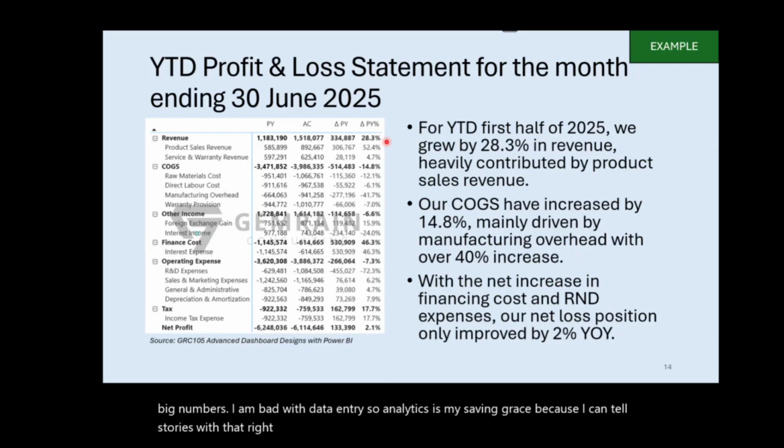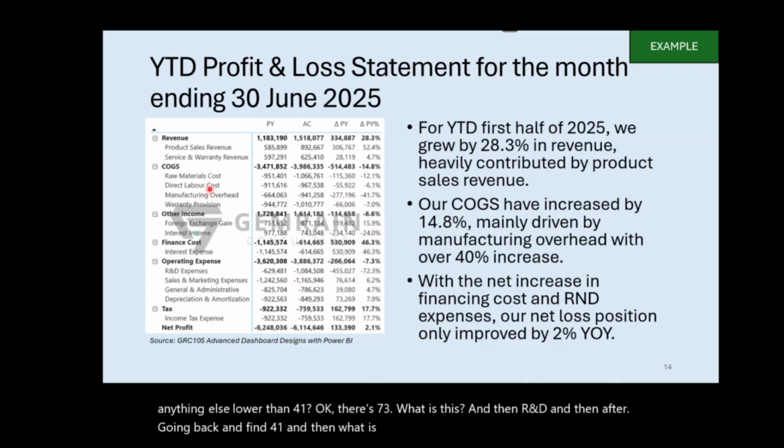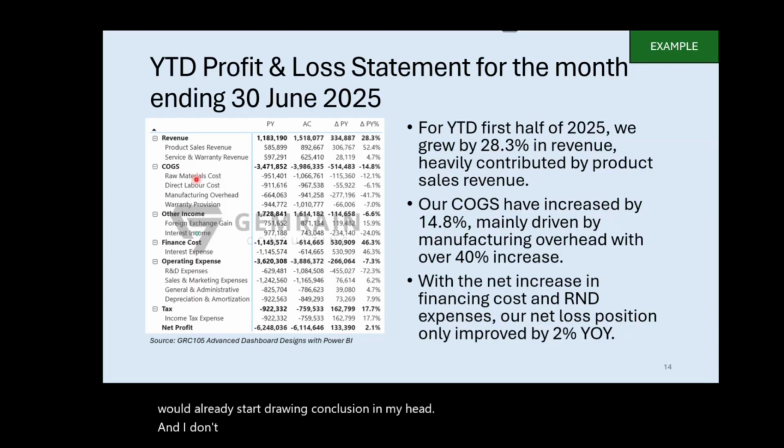And then I would just look down every single row. 41, is there anything else lower than 41? Okay, there's 73, what is this? And then R&D. And then going back to find 41, and what is this? Oh, manufacturing overhead, this is COGS. And I would already start drawing conclusions in my head. And I don't even listen to whatever the presenter is going to say anymore.